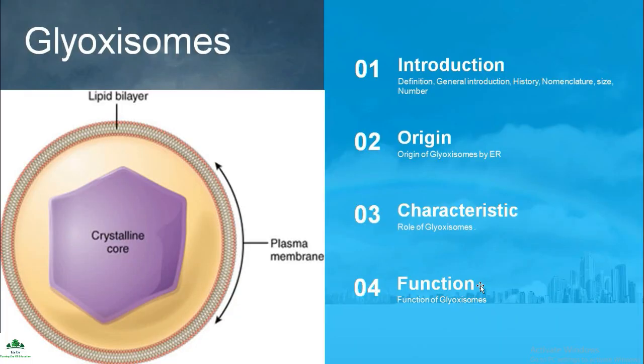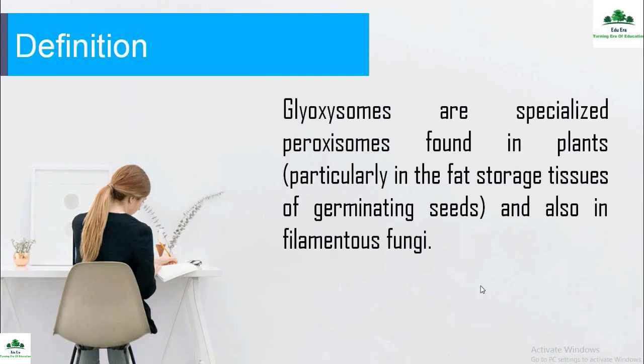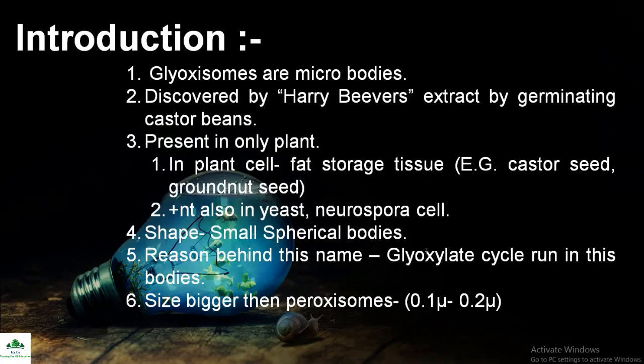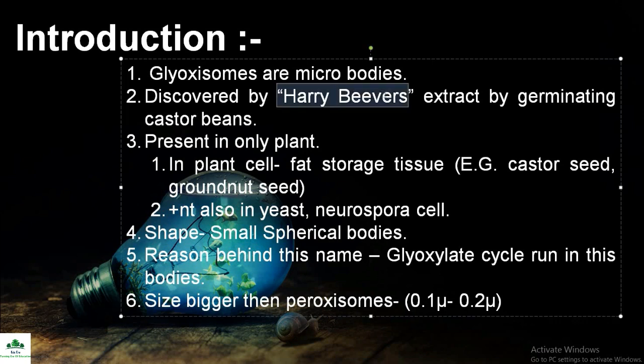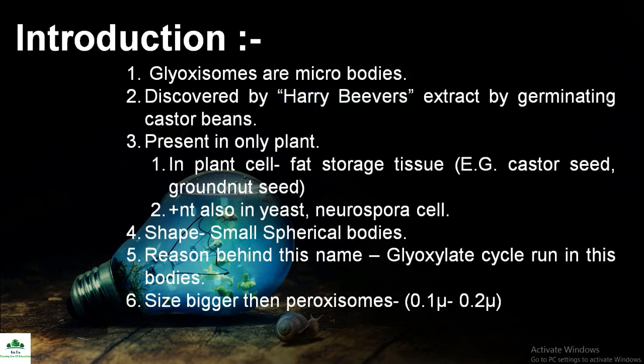First of all, let's talk about the definition. Glyoxysomes are specialized peroxisomes found in plants, particularly in the fat storage tissue of germinating seeds and also in filamentous fungus. Glyoxysomes are microbodies discovered by Harry Beevers. These bodies are extracted from germinating castor beans. Glyoxysomes are present only in plant cells. We see the lack of glyoxysomes in animal cells.